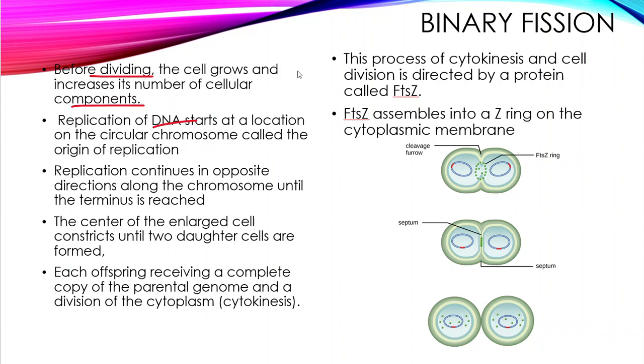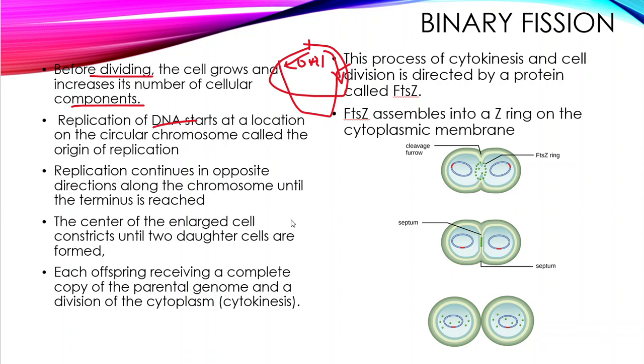On the circular DNA, there's something called the point of origin, or the origin, and that's where you start. It actually goes both ways, duplicating the DNA in opposite directions along the chromosome until it gets to the end.